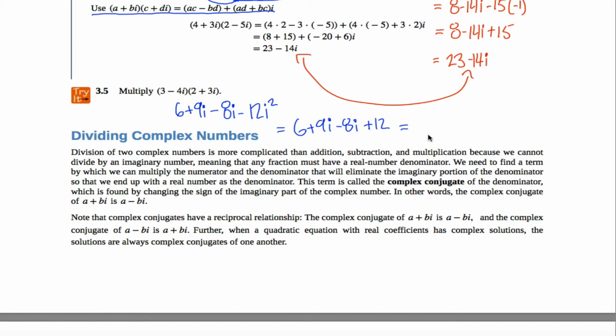Now I combine like terms. 6 and 12 is 18. And positive 9i minus 8i is positive 1i. In other words, 18 plus i. 18 plus i is the product of 3 minus 4i and 2 plus 3i. So I guess I'll call that good.